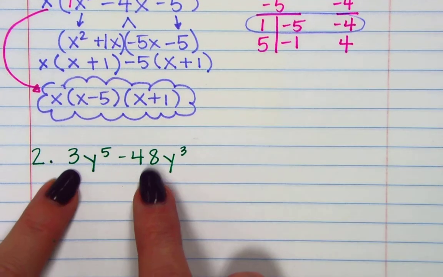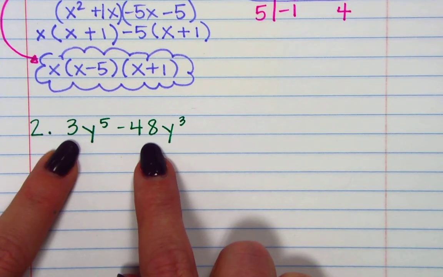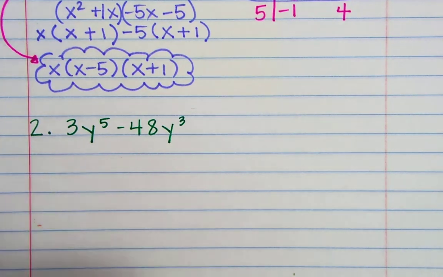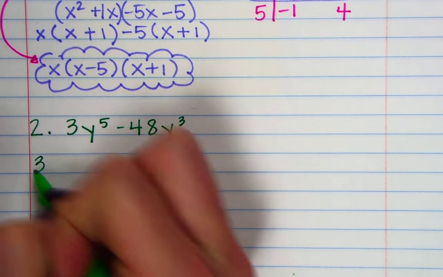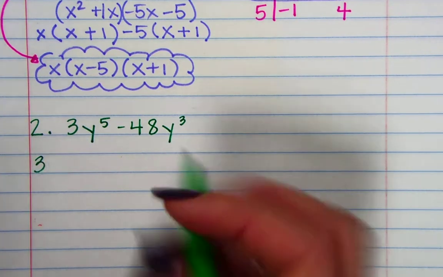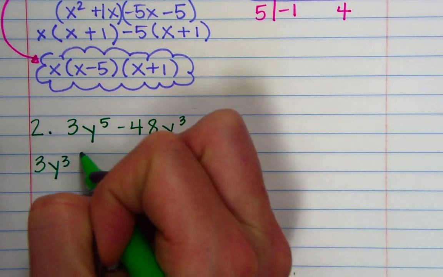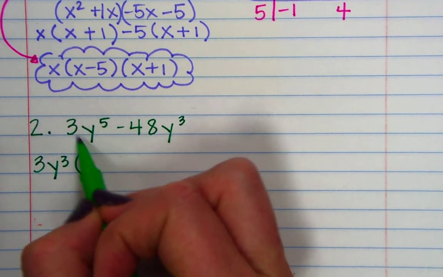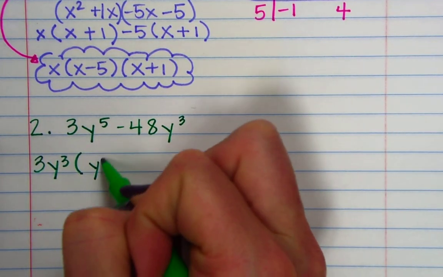All right, again, what goes into 3 and 48? 3, right? You can divide 3 out of 3, and 3 goes into 48. Okay, so that can come out front. And how many y's can I take from both? y cubed, right? Okay, then if I take the 3 and 3 y's, what's left here? y squared, right?